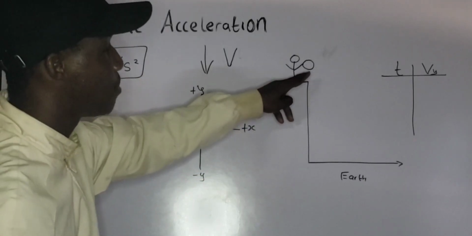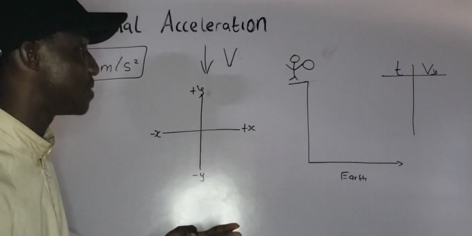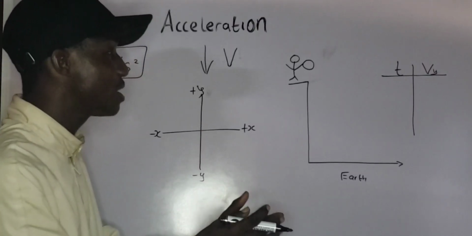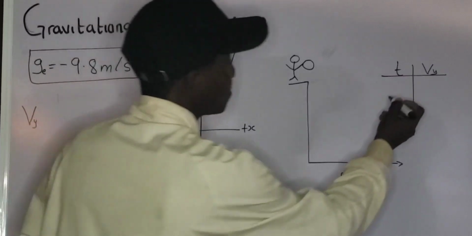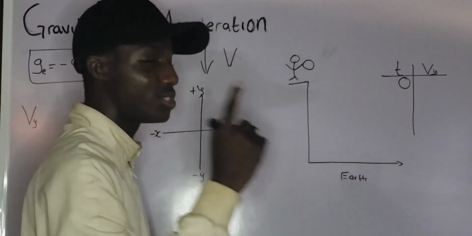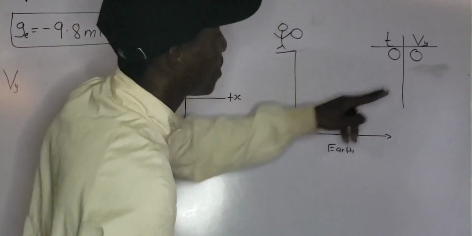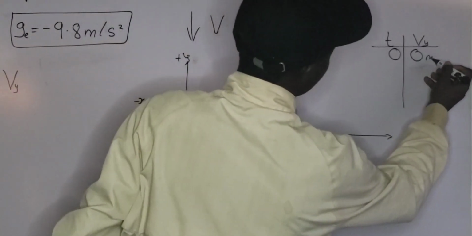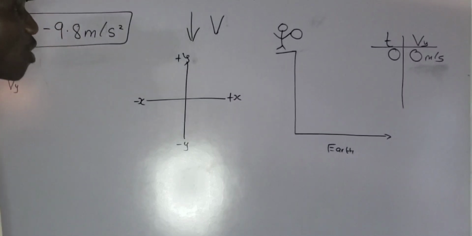So now let us proceed. If the boy drops the ball, what will happen to the velocity? Will the velocity be positive or negative? Don't forget that the ball is in the hands of that boy, so it has not been dropped. So at time t equals 0, the velocity will be what? 0 meter per second.